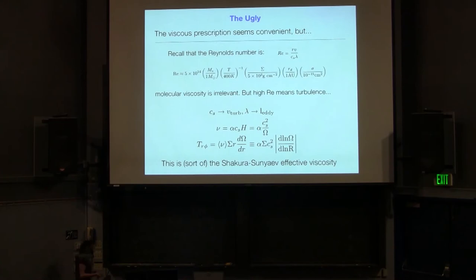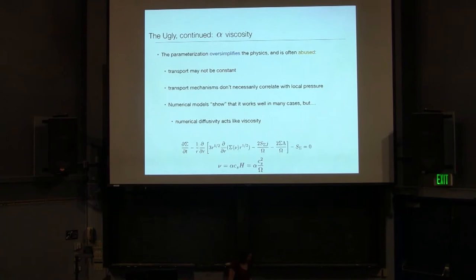But of course, as you might expect, if I put all my ignorance in one number, this really is going to oversimplify the problem. Because I can't talk about how some physical mechanism for generating angular momentum transport will scale. It's not necessarily going to be constant throughout the disk. Not every transport mechanism that you come up with will correlate with the local pressure, which is what you get with this viscous tension. But despite all that, there are numerical models that show that it works well in many cases.